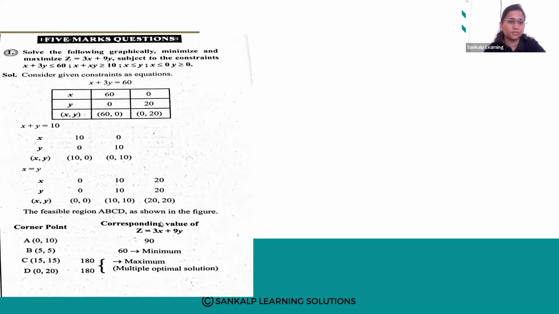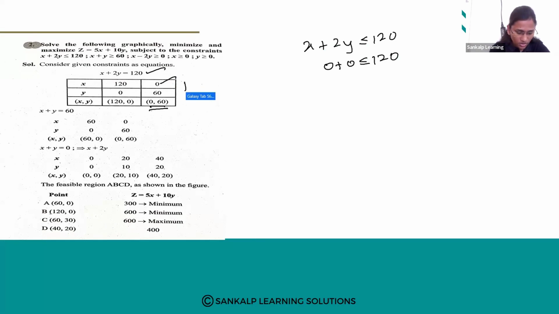Okay, next. So here also they are asking for both, for the objective function 5x plus 10y subject to the constraints. So let us solve the constraints one by one. First one is x plus 2y less than or equal to 120. First, you make it equal to 120. If y is 0, x is 120, similarly you will get this. If you put both as 0, the solution is towards the origin, for this first one.